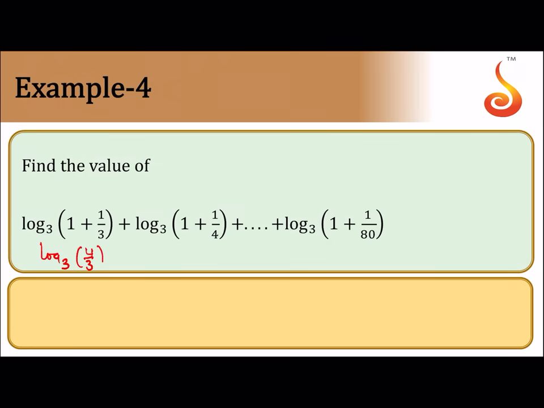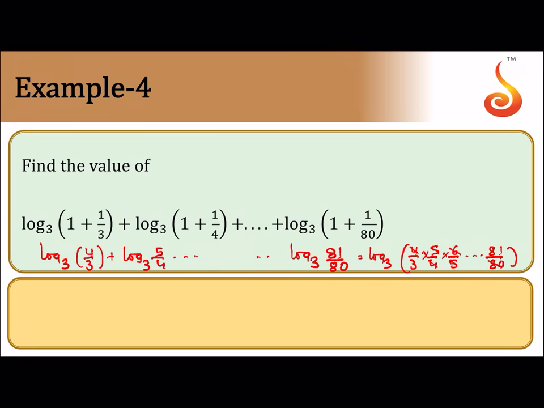Let us move to the next example. It's a very interesting example. This is log base 3, 4 by 3. Next one will come log base 3, 5 by 4. Keep on going up to log base 3, 81 by 80. So what is happening in this case? Log base 3, 4 by 3 into 5 by 4. Next one will be obviously 6 by 5 and so on, 81 by 80.